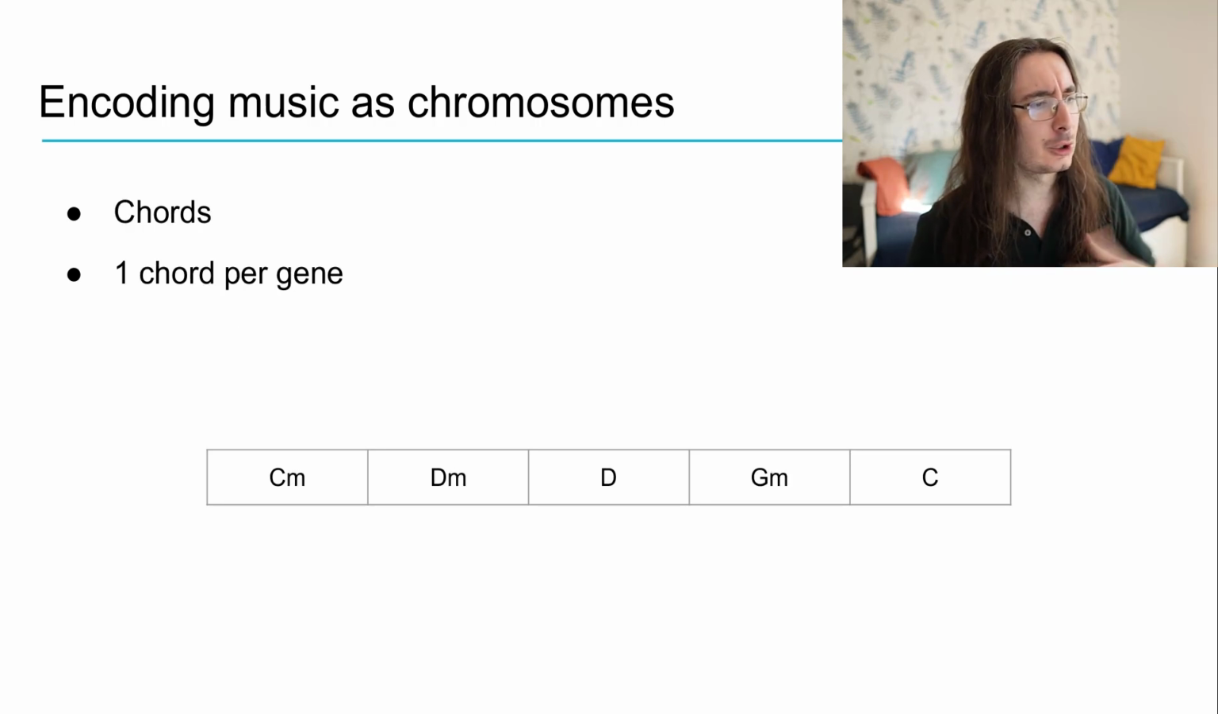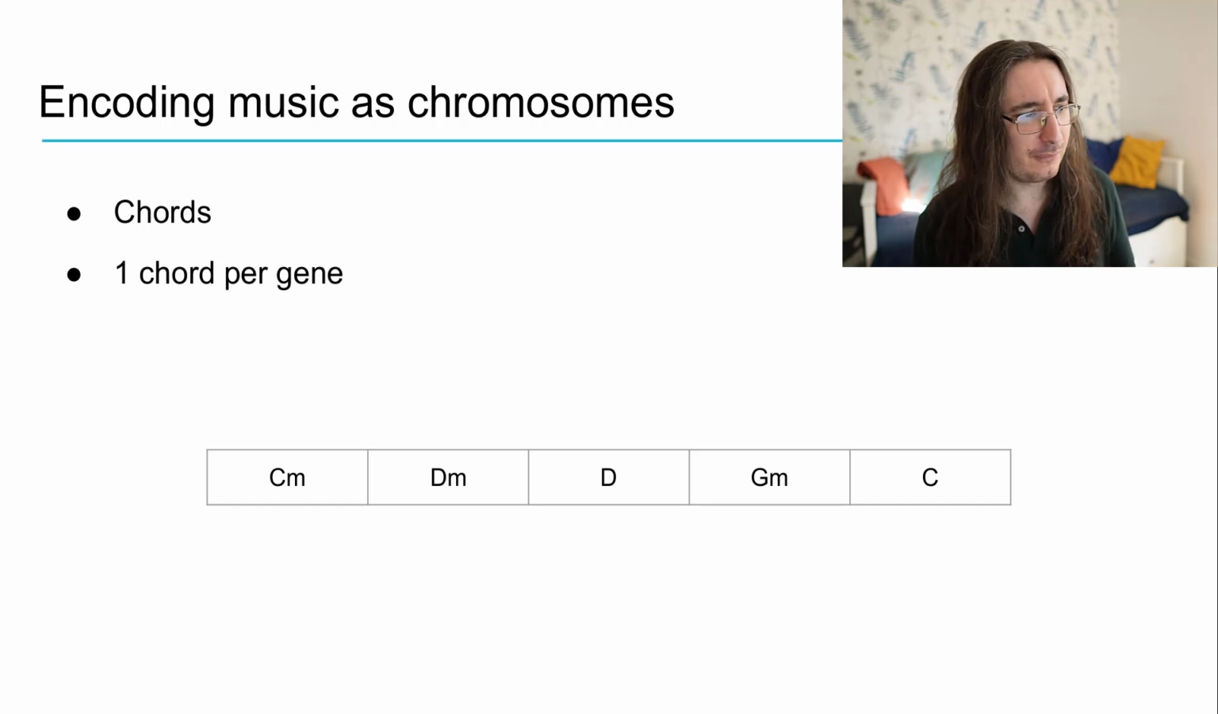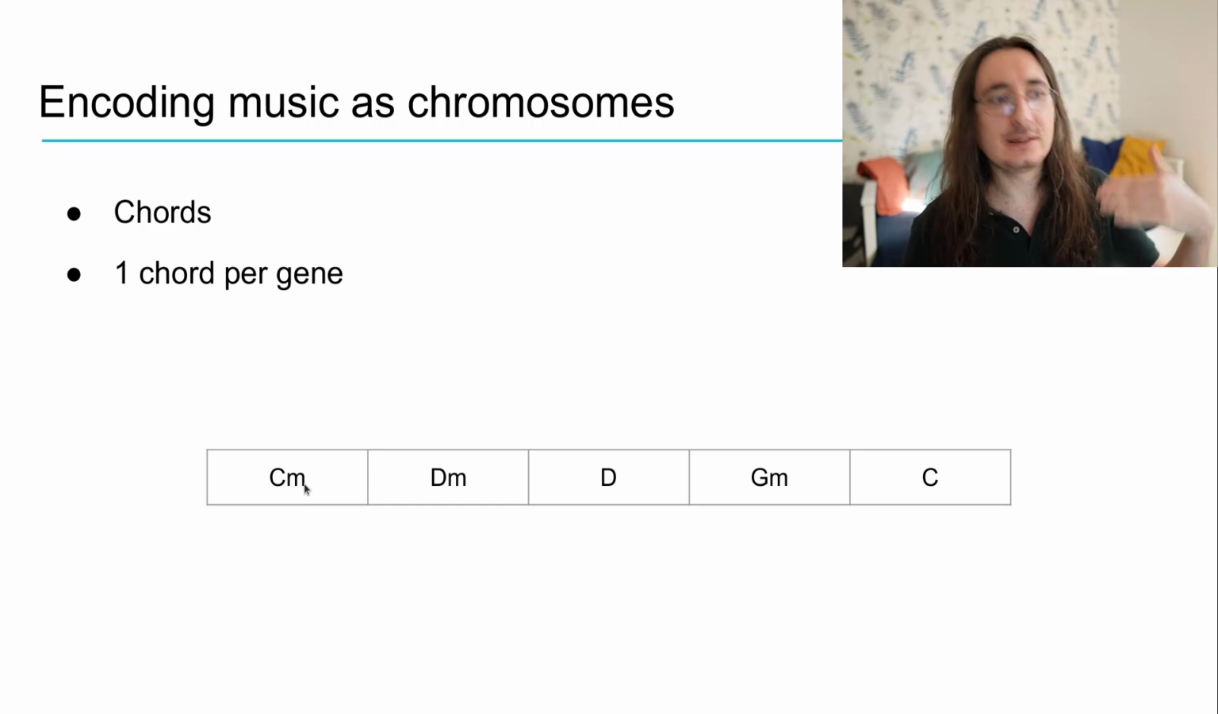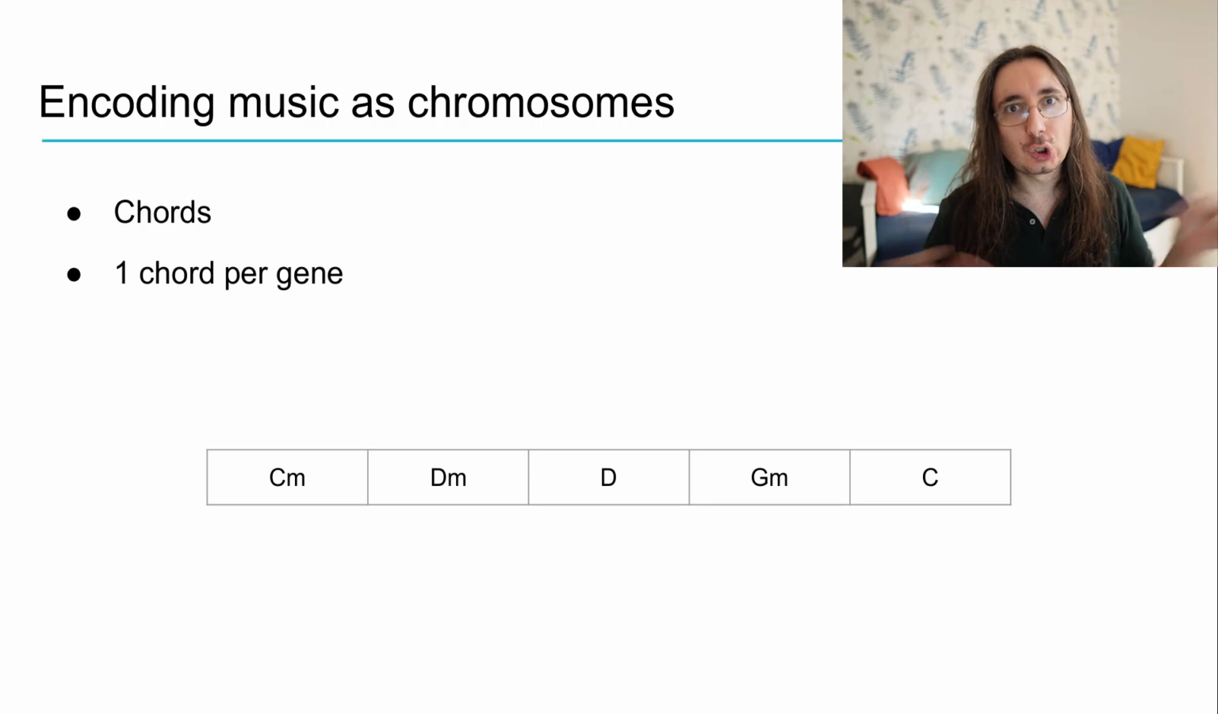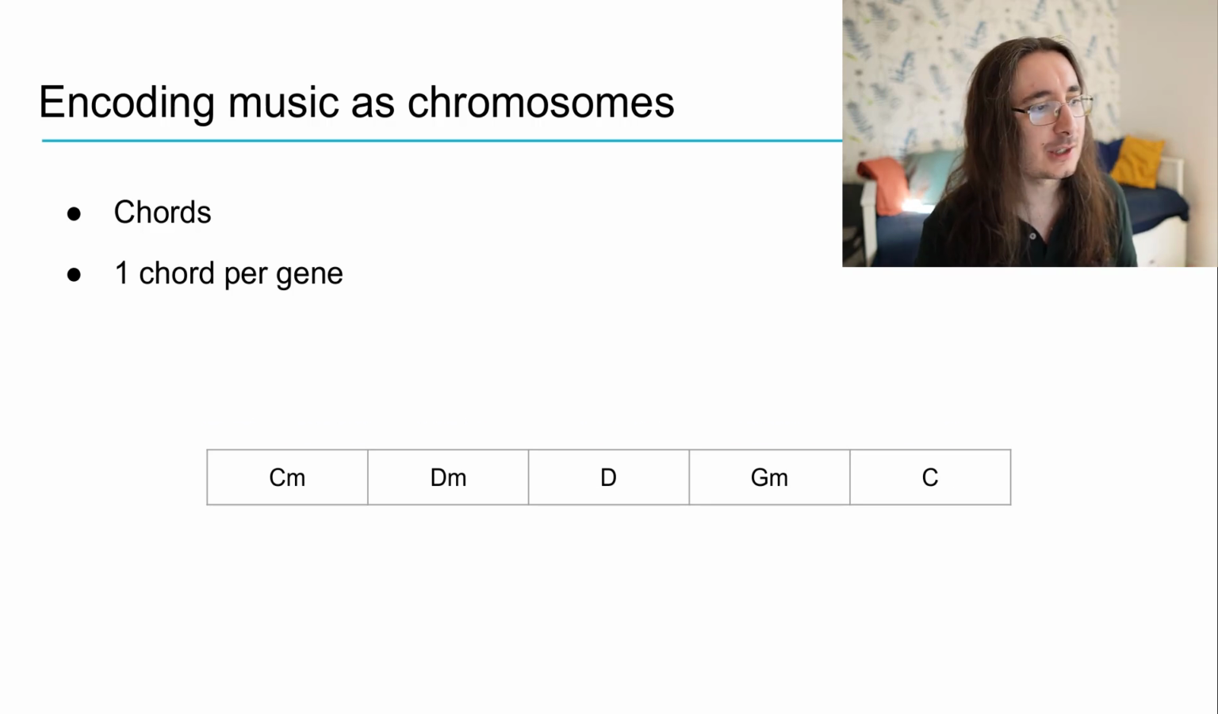Now, let's take a look at chord encoding, for example. This one is also quite straightforward. We have one chord per gene. First gene, C minor, then D minor, D major, G minor, C major. That is a chord progression encoded as a chromosome.